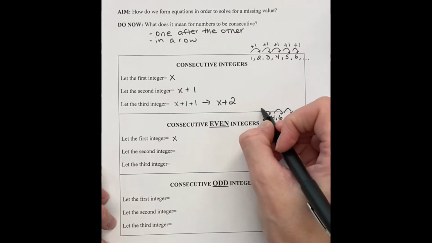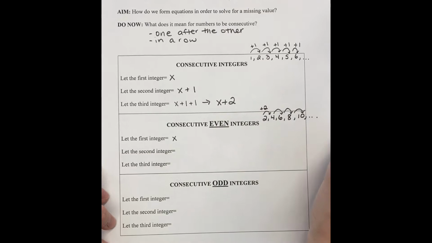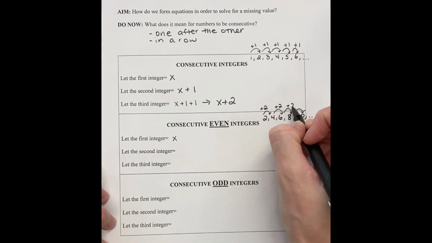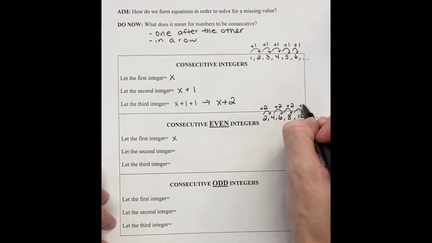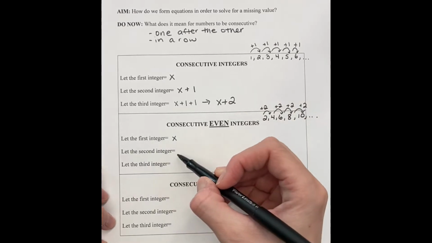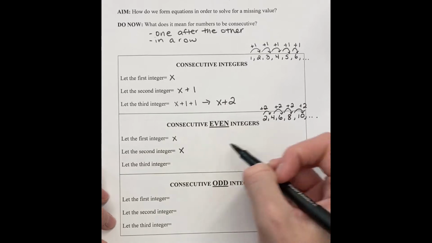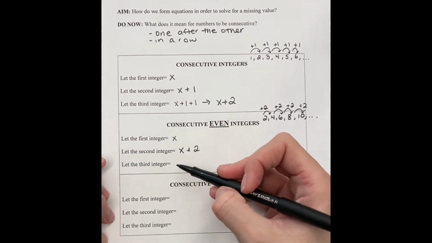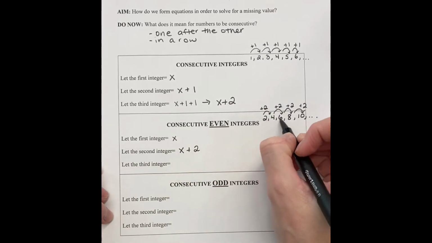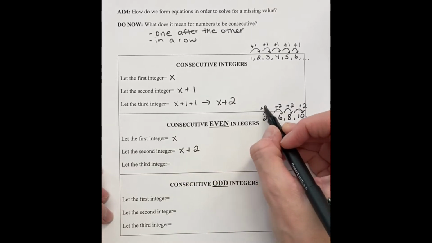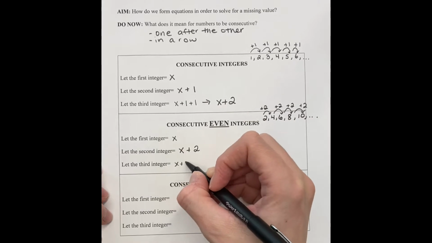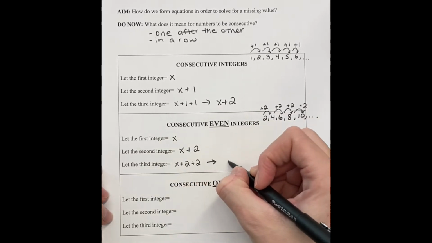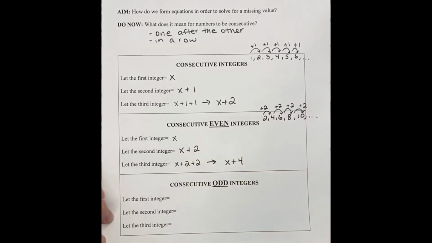To go from 2 to 4, I'm going to add 2. To go from 4 to 6, I'm going to add 2. From 6 to 8, I'm going to add 2. From 8 to 10, I'm going to add 2. So to get the second integer, I need to take the previous one, which is x, and add 2. So then how would I get the third integer in that sequence? In order to get to the third one, I start with the first one, I add 2, and then I add 2 again. So the third integer would really be x plus 4 there.